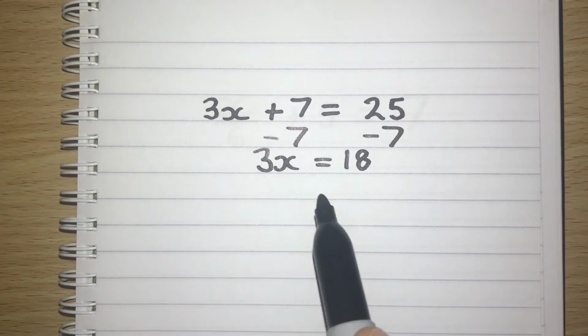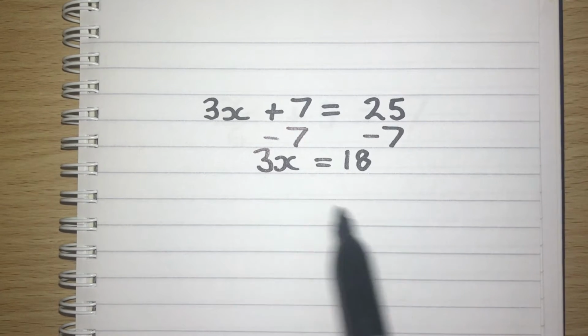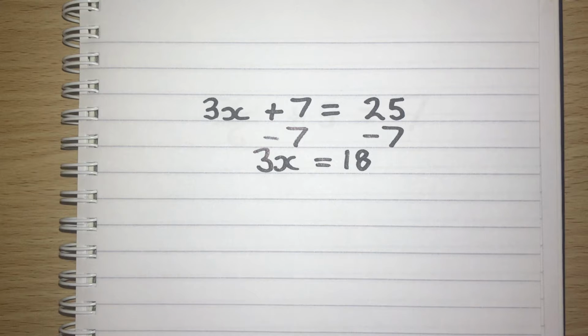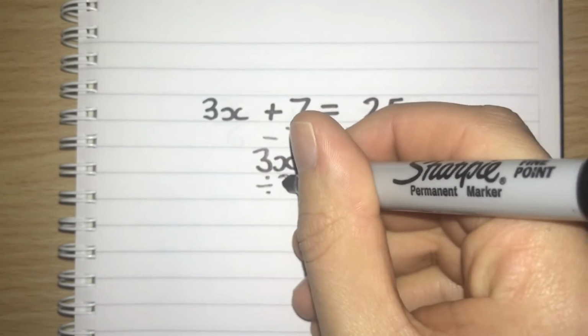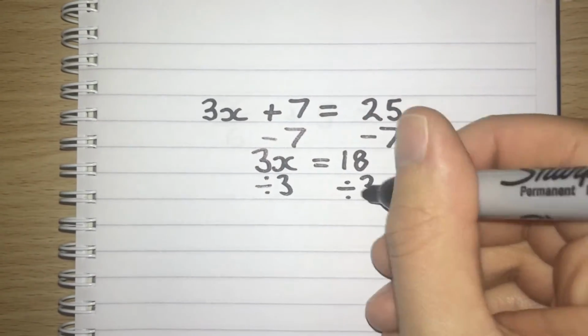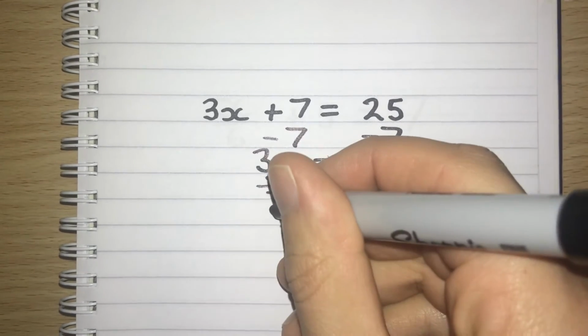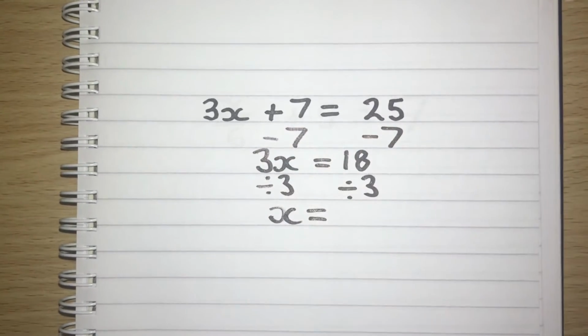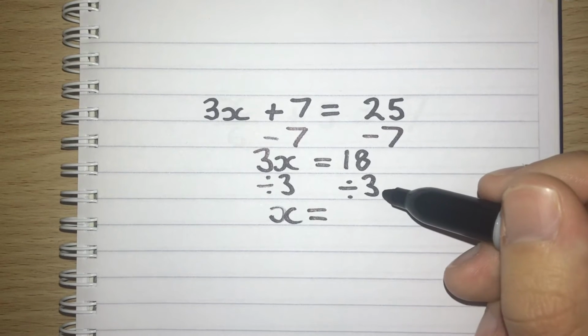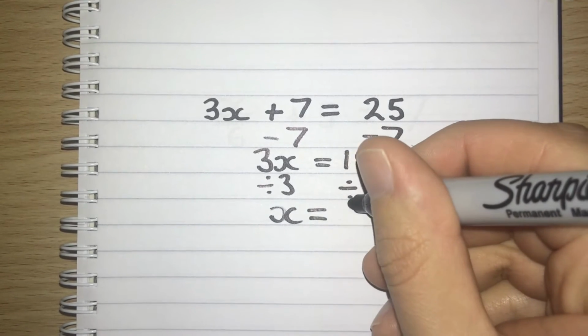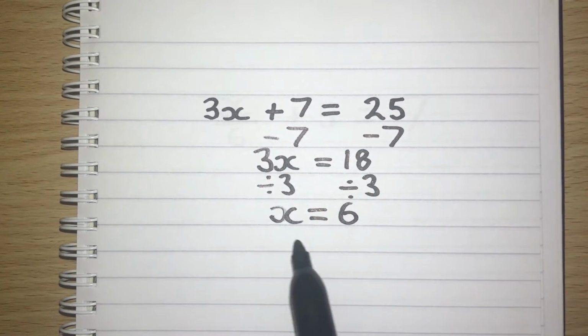So what this means is whatever x is, we multiply it by 3, and we'd get 18. Now to undo a multiply by 3, we need to do the opposite and we need to divide by 3. So we're going to divide by 3 on both sides of our equals. On the left hand side, if we divide this by 3, we're just left with x. And on the right hand side, we're doing 18 divided by 3, we're left with 6. So our answer is going to be x equals 6.